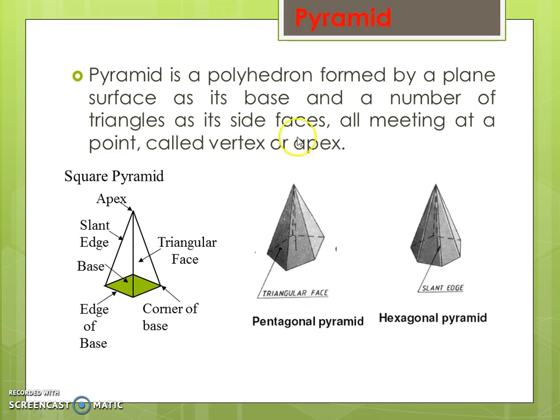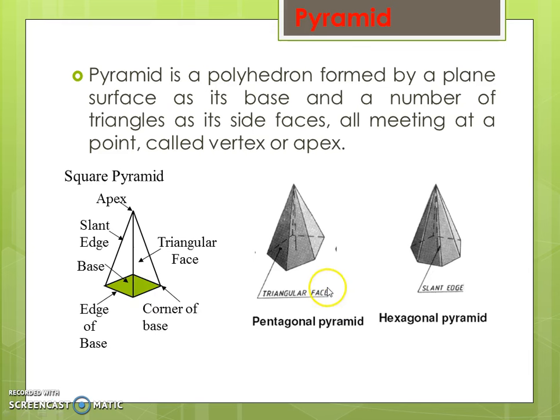Next, coming to the pyramid. A pyramid is a polyhedron formed by a plane surface as its base and a number of triangles as its side faces, all meeting at a point called the vertex or apex. See here, this is the base, and we are giving a square base. All the corners of the base are joined to a single point called the apex. These corners joining the apex form a triangular face. In a prism we saw rectangular faces; in a pyramid we have triangular faces. The edge of the triangular face is called the slant edge and the edge of the base is called the base edge.